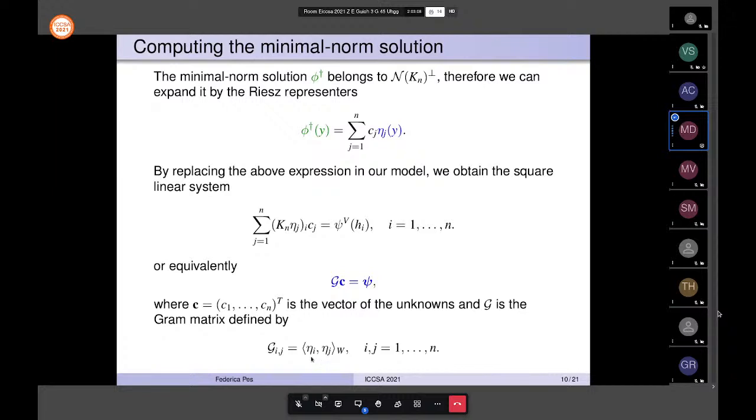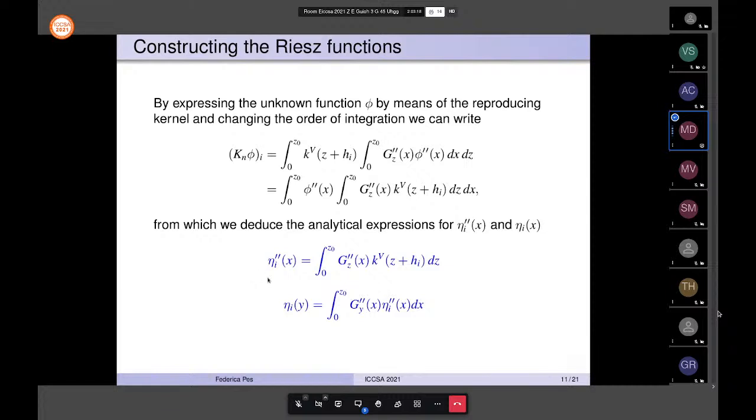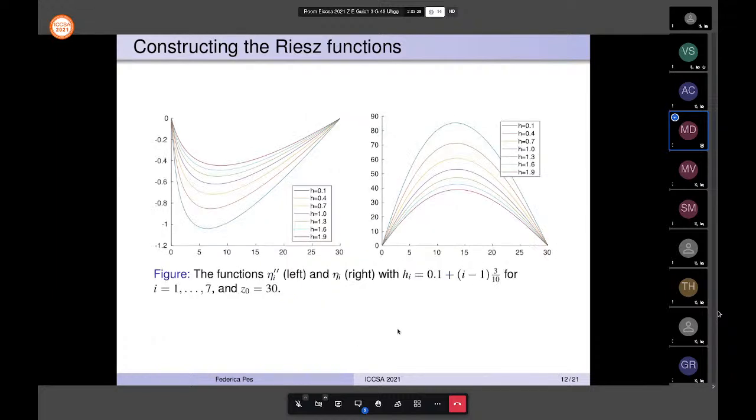We need to have the expression of the second derivative of the functions eta and the expression of the functions eta. After some computation, we get that the second derivatives and the functions eta are given by these integrals. Here we report on the left the second derivatives, on the right the Riesz representers eta. We can see that in this case they are smooth functions.